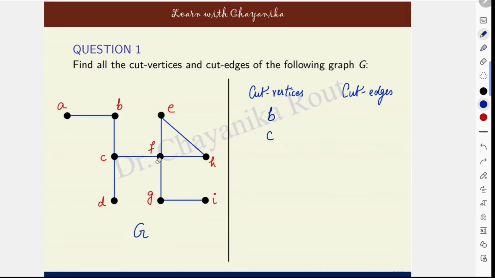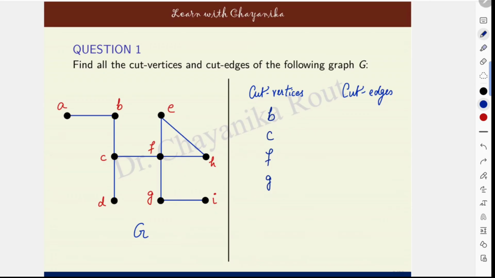Next if we delete the vertex F, the number of components increase and therefore F is a cut vertex. Removal of G increases the number of components, so G is a cut vertex. Removal of H does not increase the number of components, so H is not a cut vertex. I again is a pendant vertex and hence is not a cut vertex. So in this graph G, only B, C, F and G, these four are cut vertices.